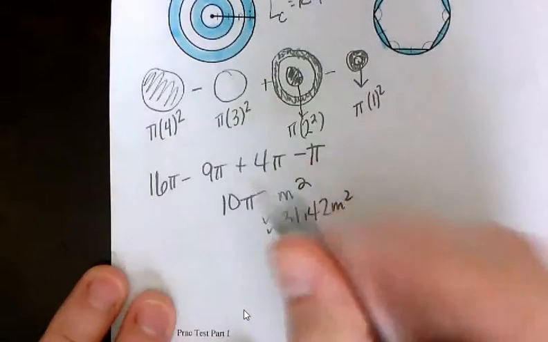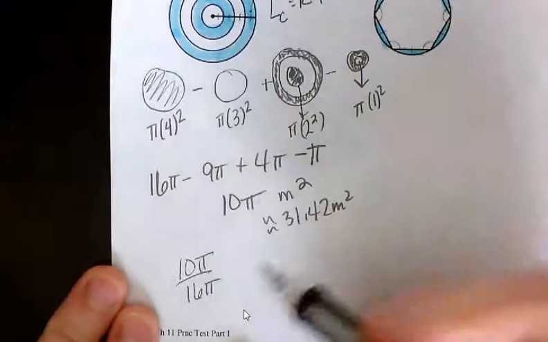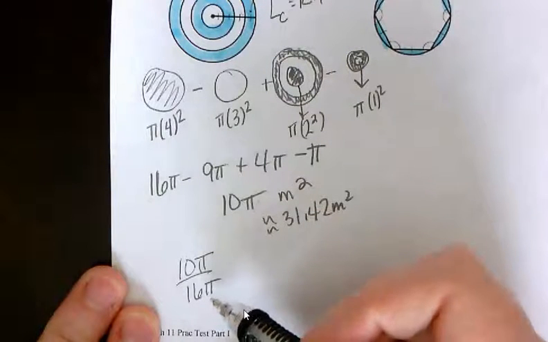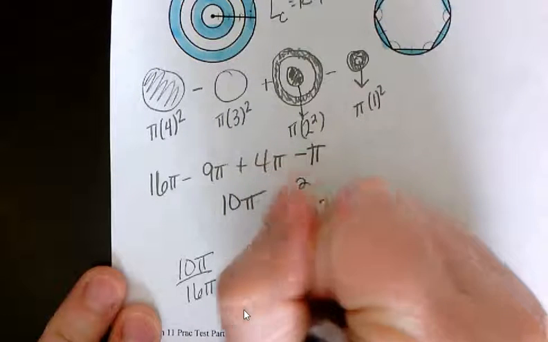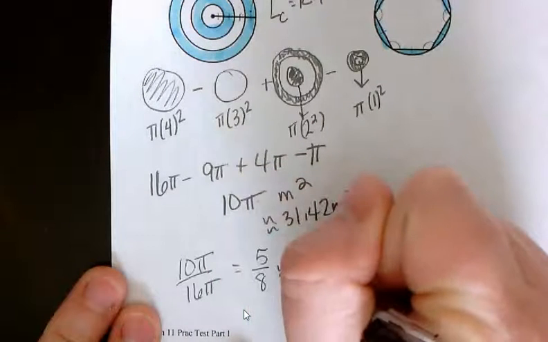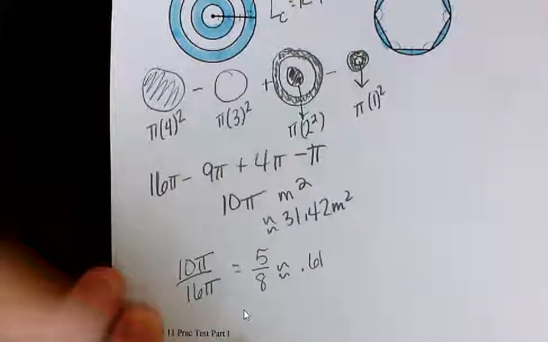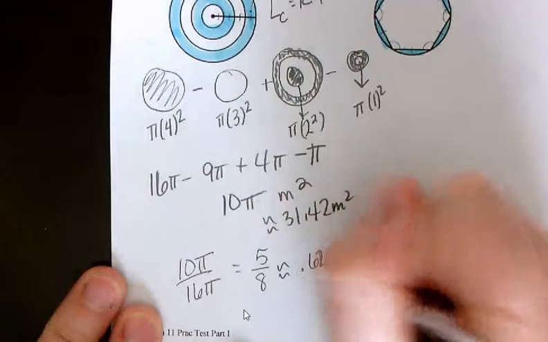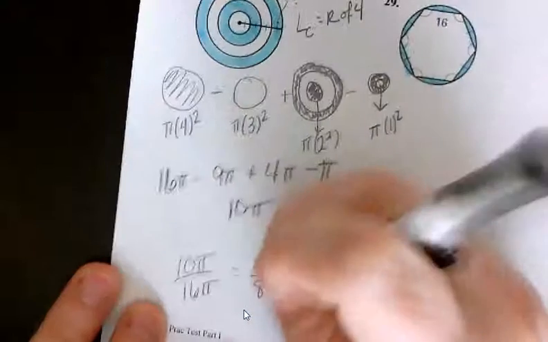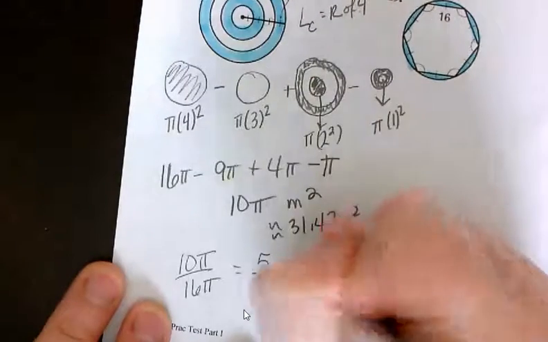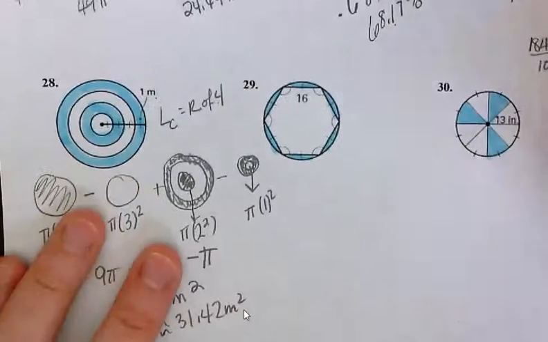And then to find the probability of hitting that would be 10 pi over 16 pi, because your shaded area is 10 pi, your original big area is 16 pi, which equals 5 over 8, which is approximately 0.625, which is 62.5%. Alright, moving on to number 29, you know a side length.